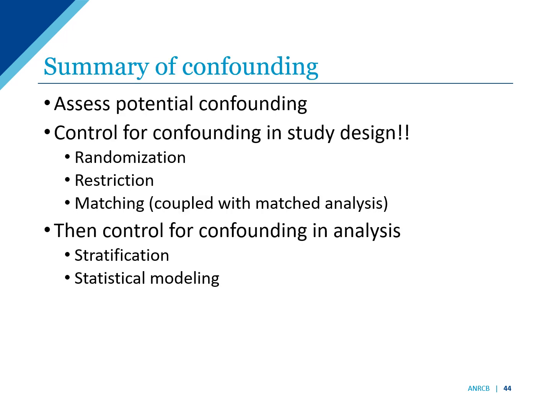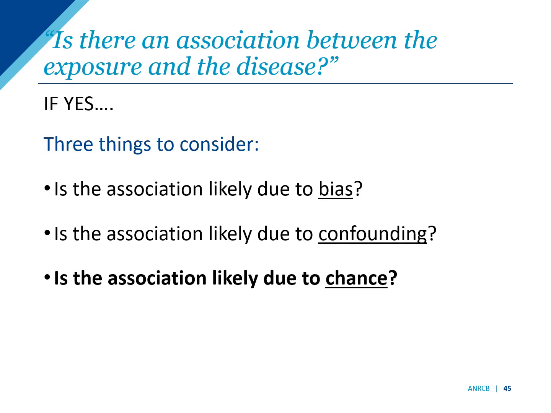To summarize confounding, assess your study for potential confounders, control for confounding in design as much as possible, and then control for confounding in analysis. Finally, in our steps of assessing causal associations, we ask whether the association we found is likely to be due to chance.